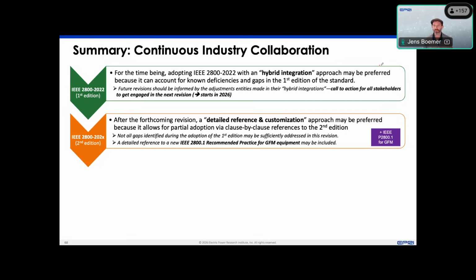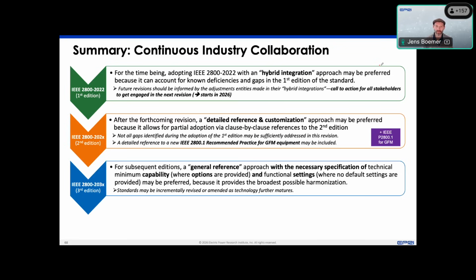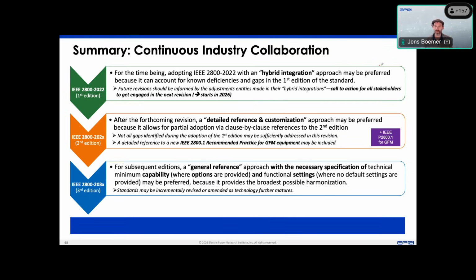So hopefully in the future, the next revision of the base standard can be adopted much easier with less own specifications and language, but more like detailed reference, customization approach. And then after the third iteration, maybe all we need is one sentence, like a general reference. I mean, that's obviously almost impossible, but that's kind of the North Star that we're trying to move towards in terms of harmonization, to the extent that grids can be based on harmonized standards. So keep adopting the main standard, attend tomorrow's IBR meeting.